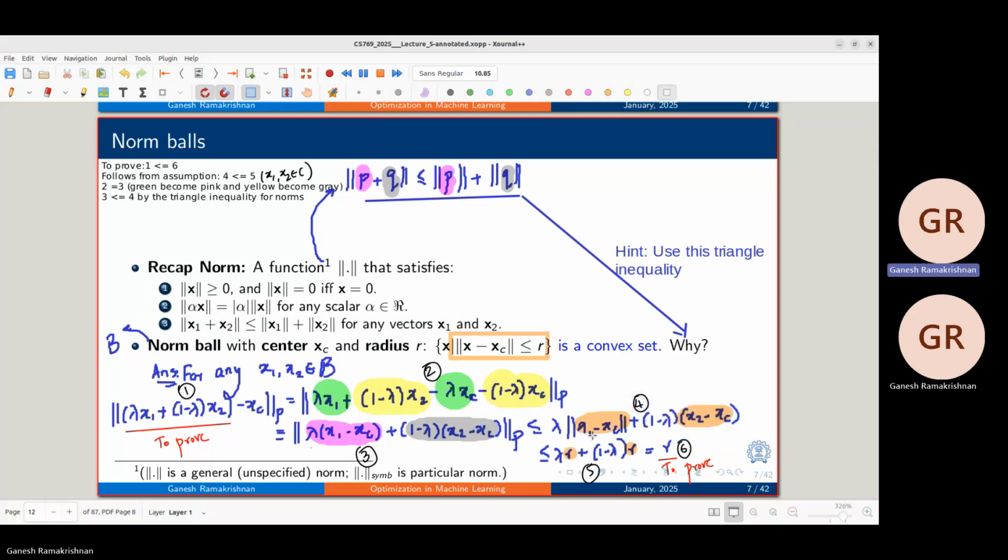Now, norm of x1 minus xc is less than or equal to r, and norm of x2 minus xc is less than or equal to r. So the right hand side is just becoming r. This is clear? So this is what we need to prove something by first principles. All I've done is basically this pink part is the P and the gray part is a Q. And I've used that the norm of the pink part plus the gray part is less than or equal to the norm of the pink plus the norm of the gray. This is the only critical step, and the rest is to arrive at that inequality.